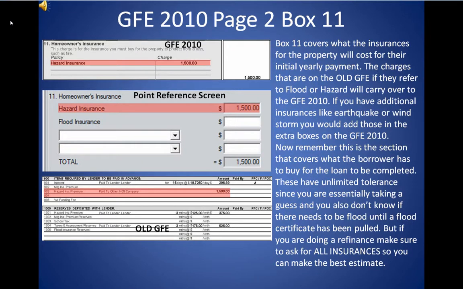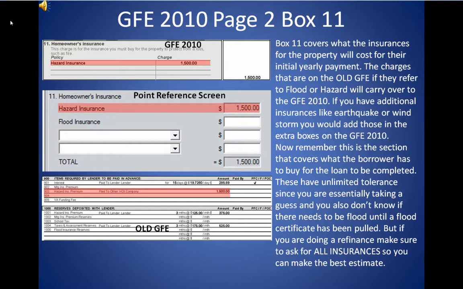Box 11 has to do with what the borrower is going to be paying to their insurance companies for their yearly insurance. This does not have to do with reserves or monthly payments per reserves, but on a purchase, they usually have to pay a 12-month premium in order to get the loan. These totals will carry over from the old Good Faith from lines 903 and 904.